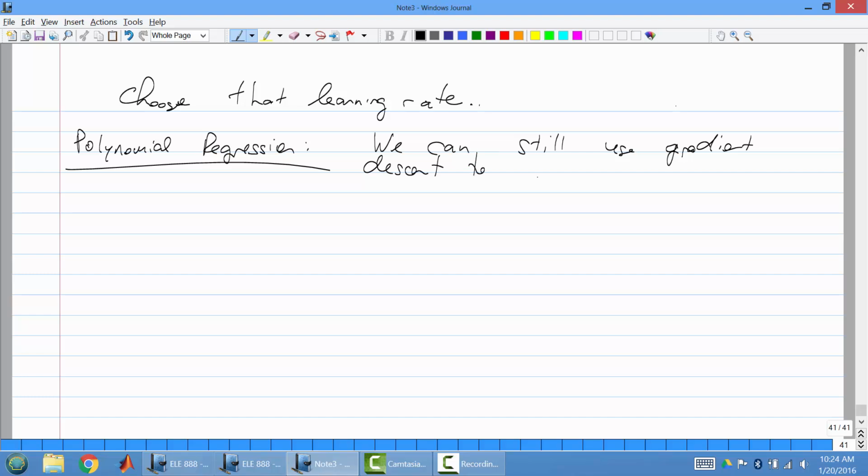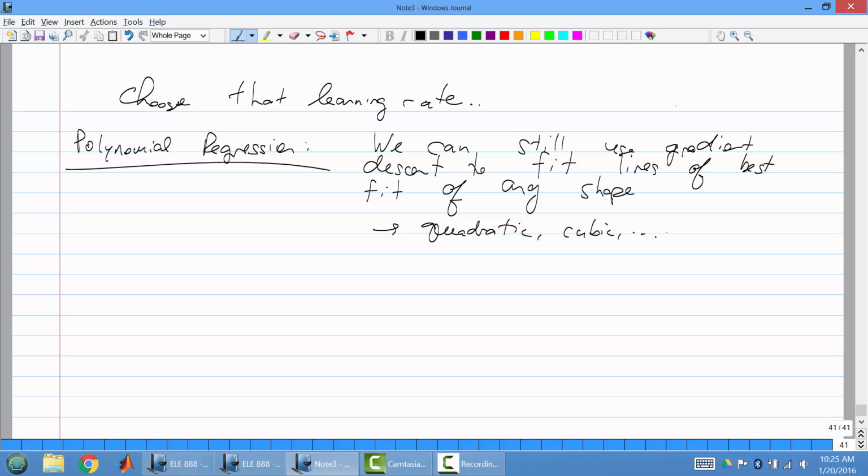So to fit lines of best fit of any shape, right? So you can make it a quadratic, you can make it cubic, and so on. All right? So all you have to do is just take one feature and then apply the correct transformation to it. So not only do you have just a single feature, you might want to make it quadratic. So you take the feature and square it or cube it, depending on whatever feature you want. All right?